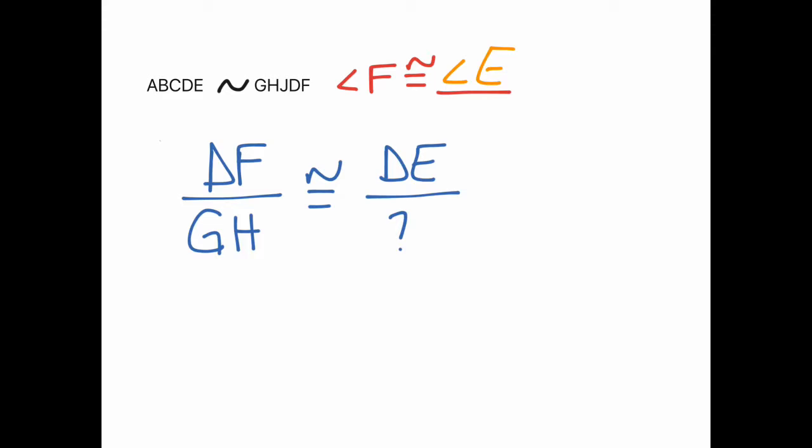This one says ABCDE is similar to GHJDF. And since angle F back here is in the back, we need the angle that is also in the back, which is angle E. And then to solve this proportion, we'll use what they gave us here, DF, which is in the very back, and DE. Notice these are here and here. And they're going to have to coincide with GH, the first two, and it must be AB, also the first two.